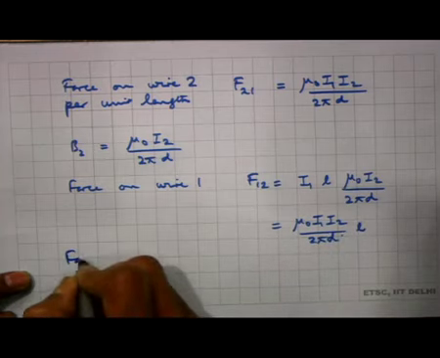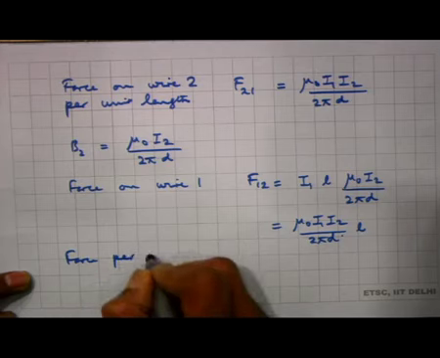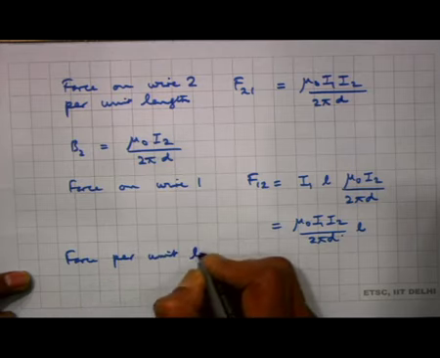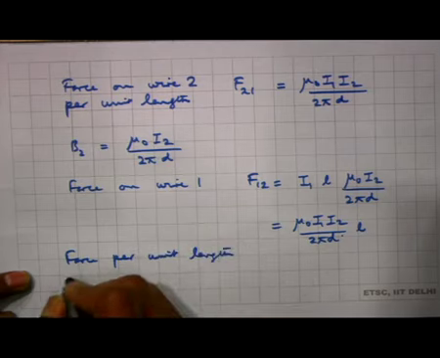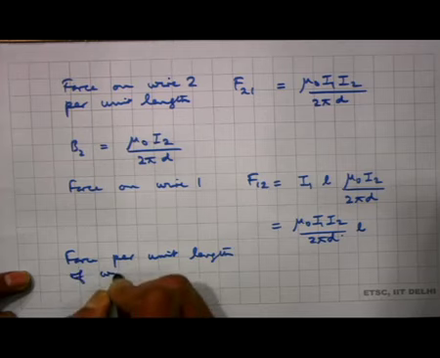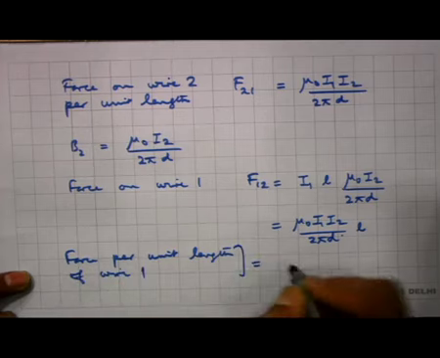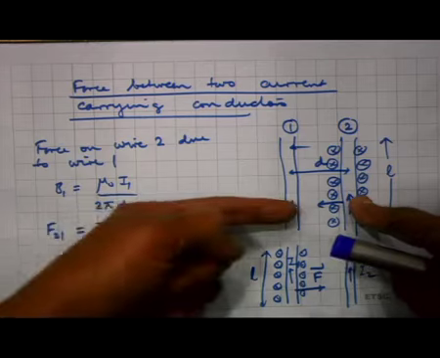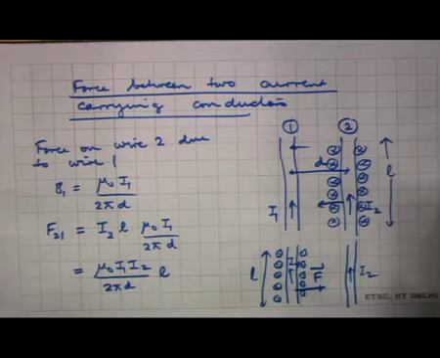So, force per unit length of wire 1 is equal to mu naught I1 I2 by 2 pi d, the same force as F21. So, this wire attracts this wire with a certain force F21, this wire attracts this wire by the force F12, which is equal to F21, and so the two wires get attracted to each other.